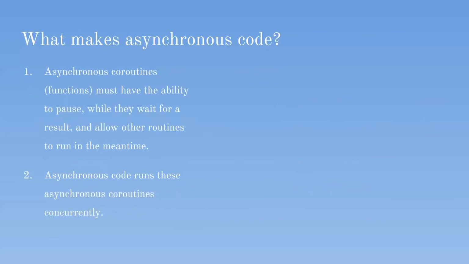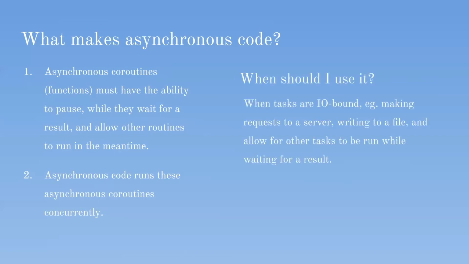So what makes asynchronous code? An asynchronous coroutine, which is very similar to a function, must have the ability to pause while it waits for the result, and it can allow other routines to run in the meantime while it's waiting for that result. Asynchronous code is just code written in a manner that it can run these asynchronous coroutines concurrently. And when should you use it? Generally when tasks are input-output bound, so making requests to a server or writing to a file, and any of these tasks where you can run other tasks while waiting for the result.